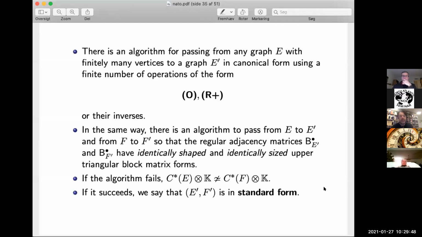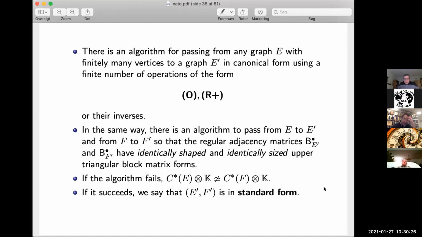So what I'm claiming is that there's an algorithm for doing this, right? If I have any graph with finitely many vertices, then I can change it into another graph which is in canonical form, using only these two moves, or their inverses. Because, for instance, I might get a bunch of sources, and I have a rule saying that there should only be one source. But I can just do the opposite of an outsplit, which is called an out amalgamation, and I can join all these sources into one. So there are systematic ways of cleaning this up.